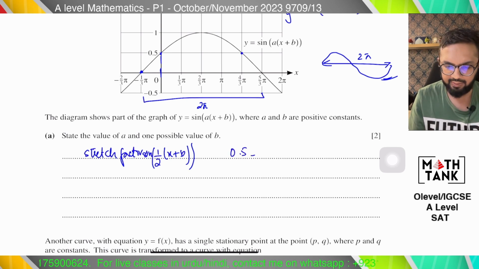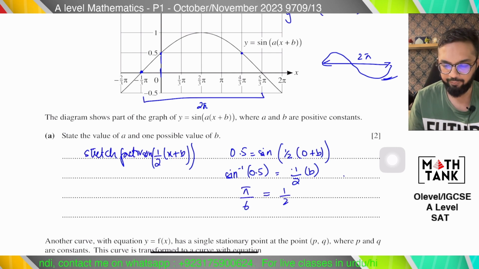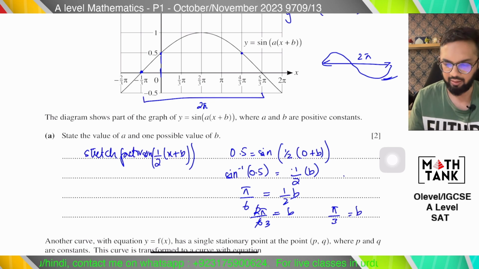So I can say that y is 0, a is half, x is 0, 0 plus b, and when I say sine inverse of 0.5, I get sine of half into b. Okay, not sine of half, it's just sine, half of b. Sine inverse of half gives me pi over 6 of b, and b is therefore 2 pi over 6. Okay, there could be other ways to solve the question as well. You could look at transformations and then come up with the final answer as well.